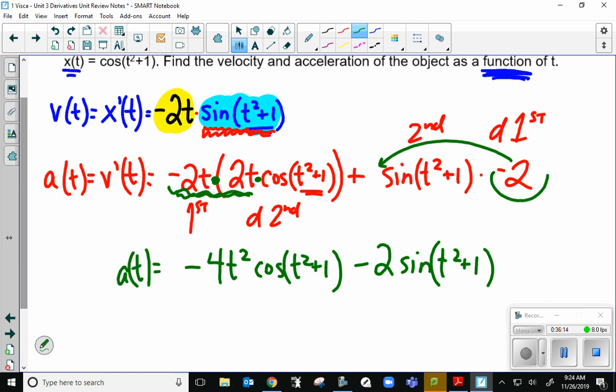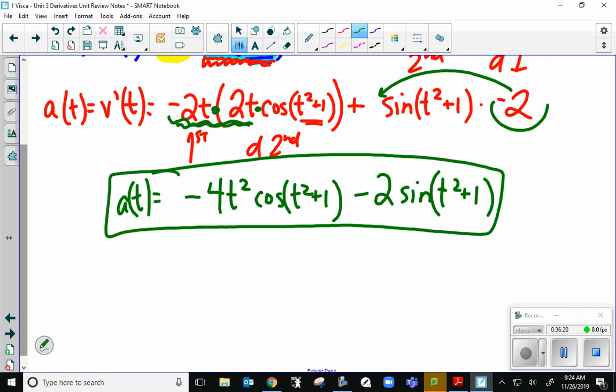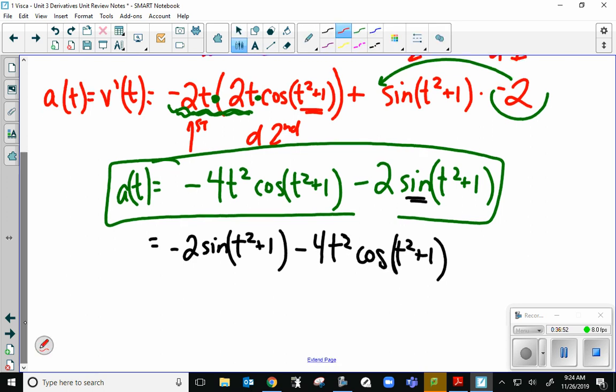Now, if this were an exam with multiple choice, a lot of the times there's an order to which they write trigonometry. Sometimes they like to write the sine function first. So it might be minus 2 sine of t squared plus 1 minus 4t squared cosine of t squared plus 1. I don't even have to have this parenthesis right here. Okay, how else could they write it? Maybe they'll factor out a negative 2. I don't know why they would, but if it's multiple choice, maybe they do.